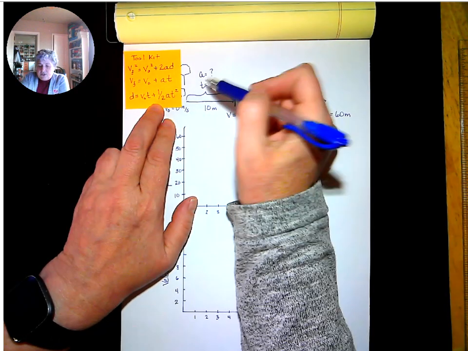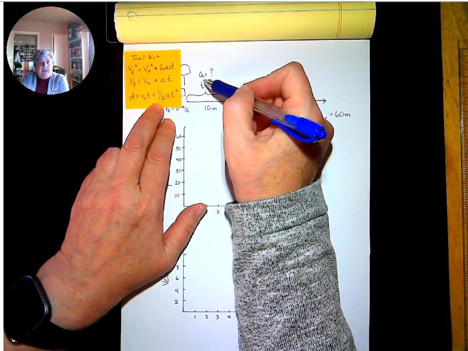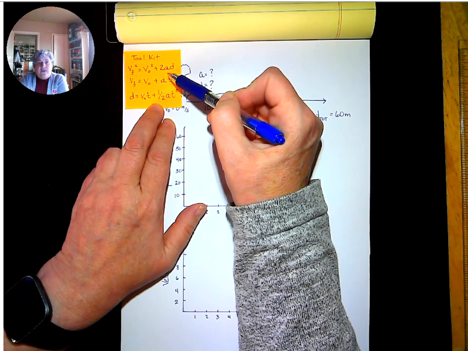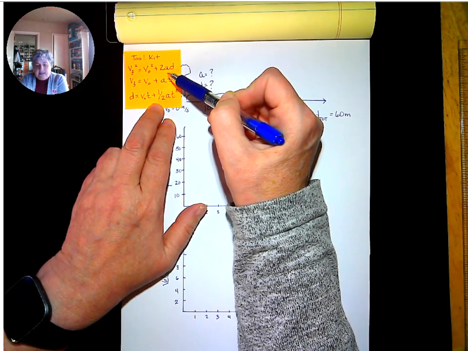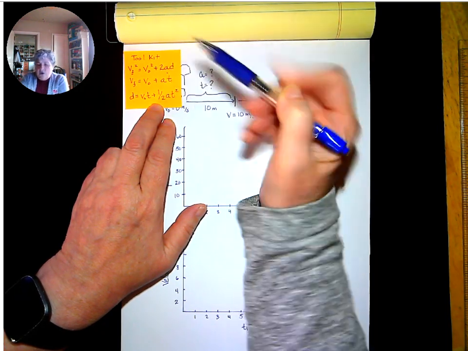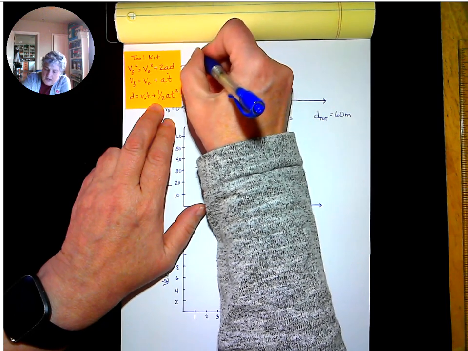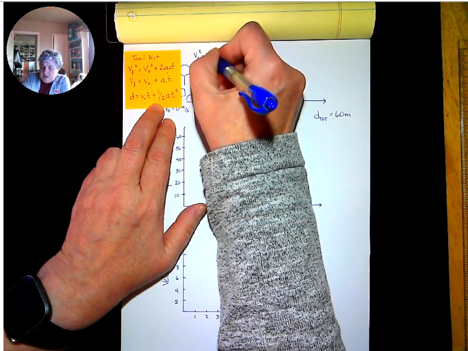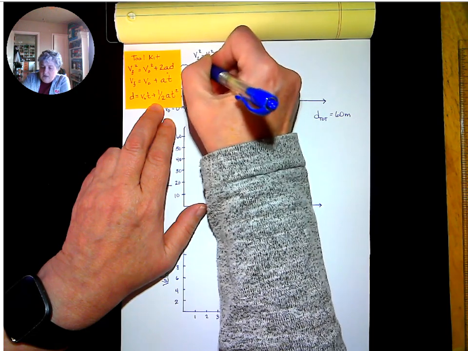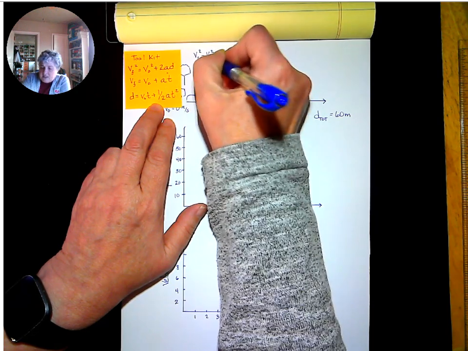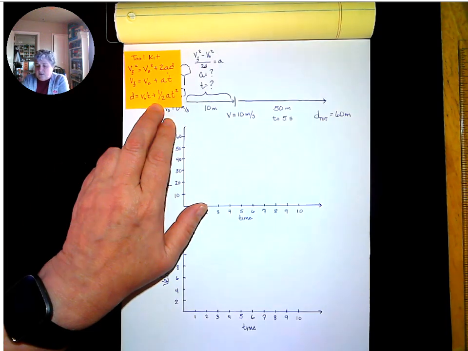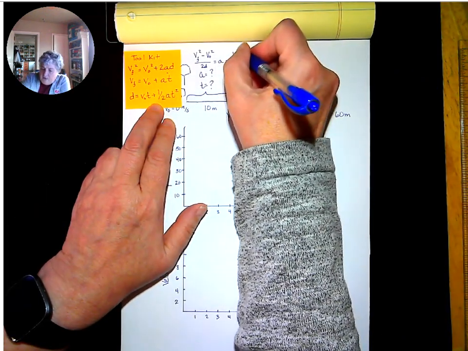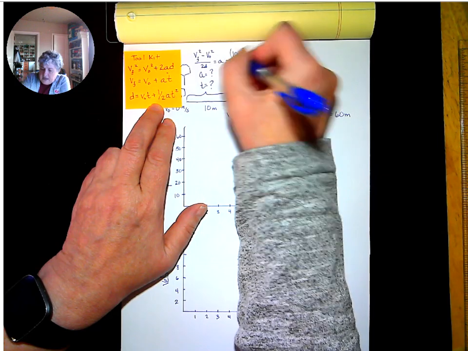If I want to solve for my acceleration, I've got distance, my initial velocity, and the only thing that I don't know in this case is acceleration. So let's go ahead and do that. I'm going to rearrange my equation. I've got my final velocity squared minus my initial velocity squared, divided by 2 times the distance, is going to equal my acceleration. We know that my final velocity is 10 meters per second.